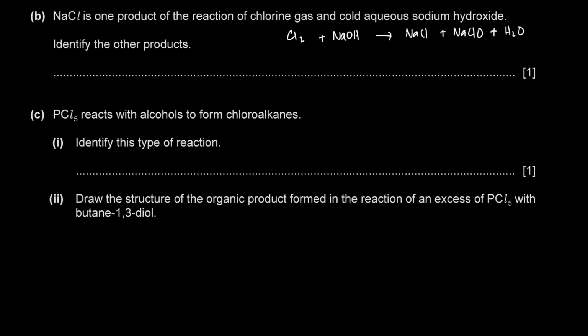This is a disproportionation reaction because the chlorine is being oxidized and reduced. It's being reduced from 0 to -1, and it's being oxidized from 0 to +1. So the other two products here are sodium chlorate 1 and water. So NaClO, you can give the name also, sodium chlorate 1, and H2O.